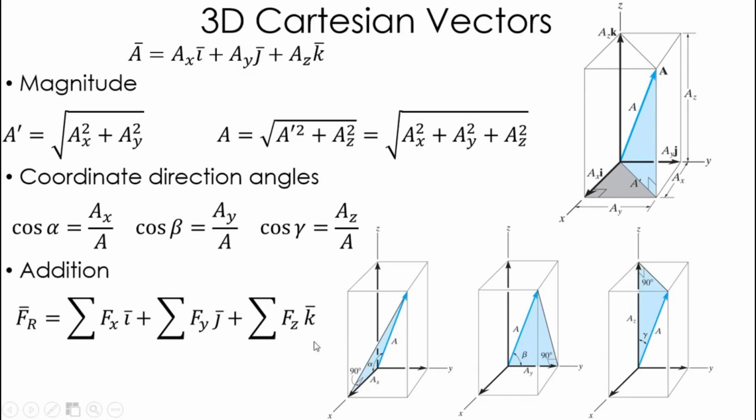So when adding these vectors, I'm going to sum up all the x components, sum up all the y components, and now I'll sum up all the z components, okay, to get that resultant vector. Exact same procedure, just a 3rd dimension.